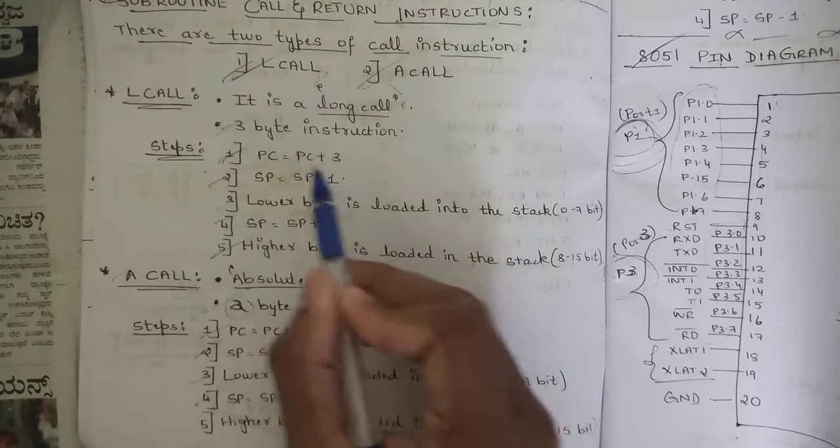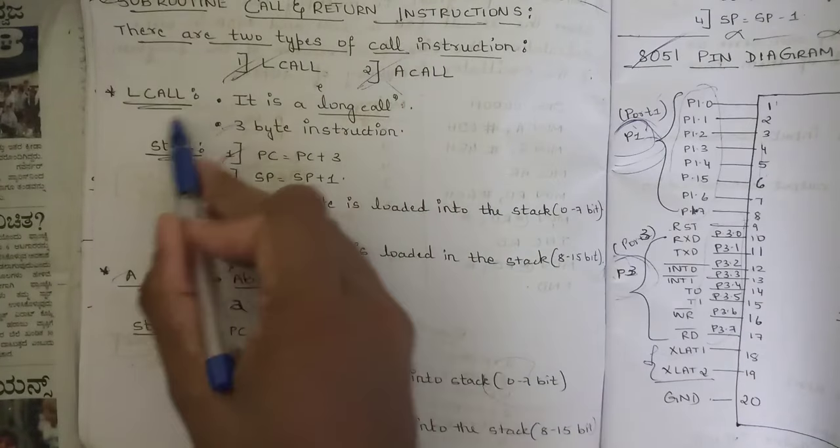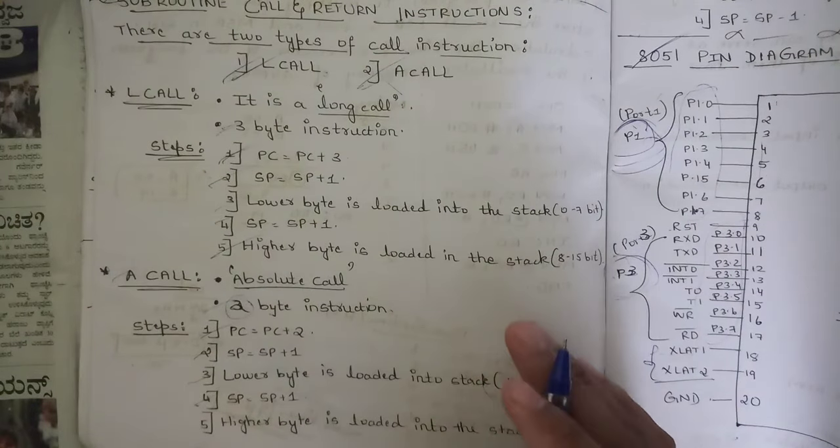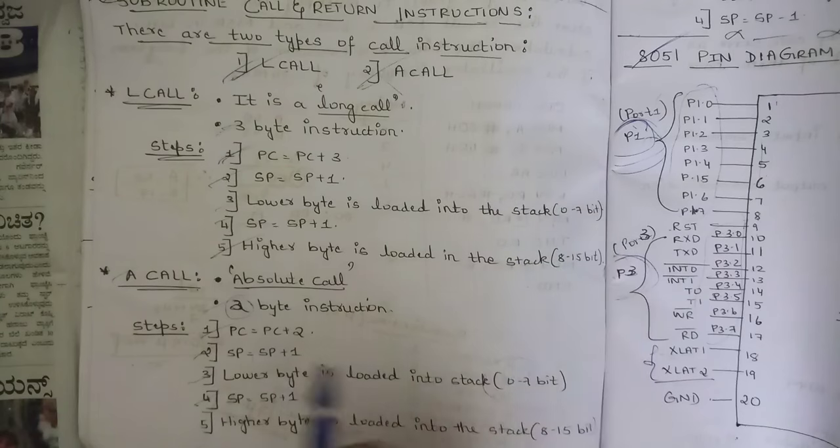In case of long call, the program counter moves by leaving 3 address locations. Here, the program counter executes by skipping 2 address locations. And the stack pointer positions are incremented one by one, and these are some other steps.